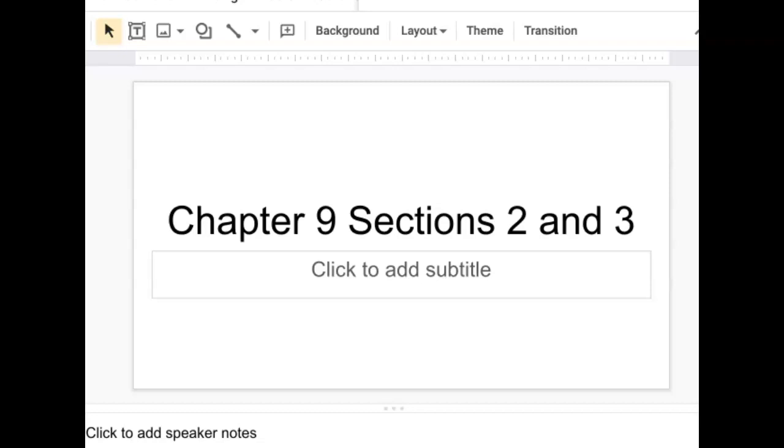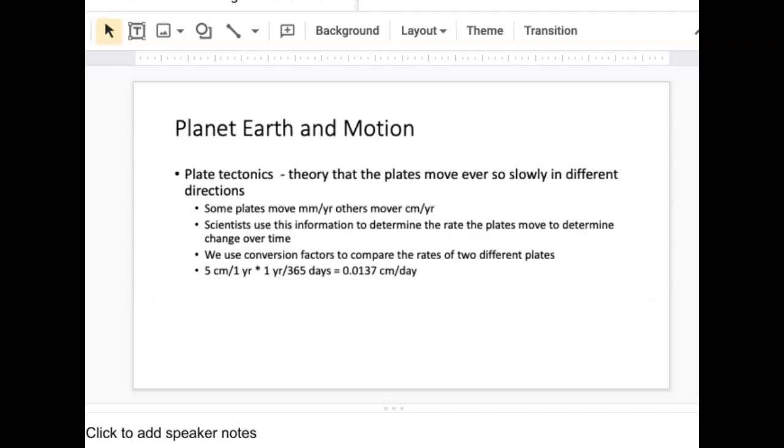This set of Google Slides is about Chapter 9, Sections 2 and 3. In Section 2, the only thing I want you to know is the term plate tectonics, which you should recall from last year's Earth Science. All you need to know is that the plates are moving. They move rather slowly, but they can be measured over time.